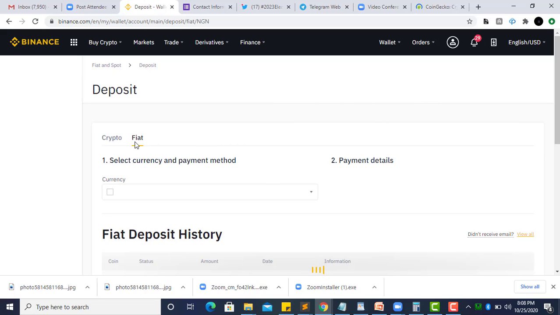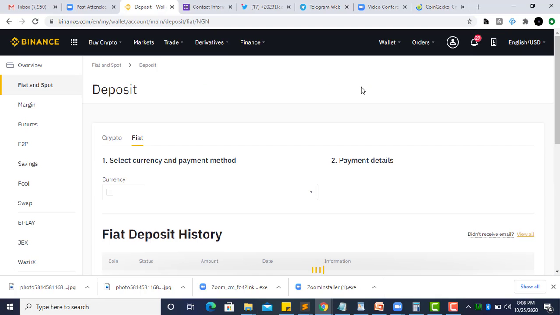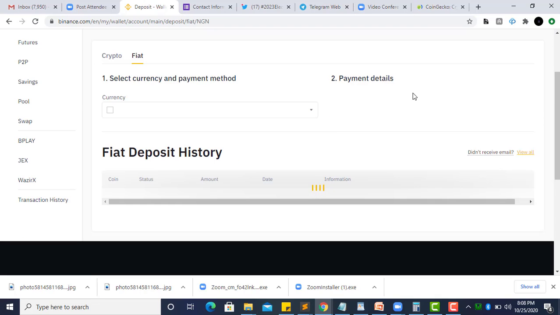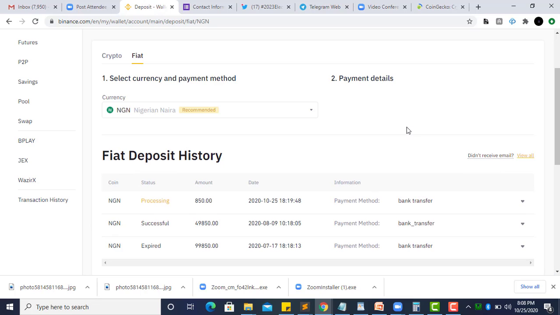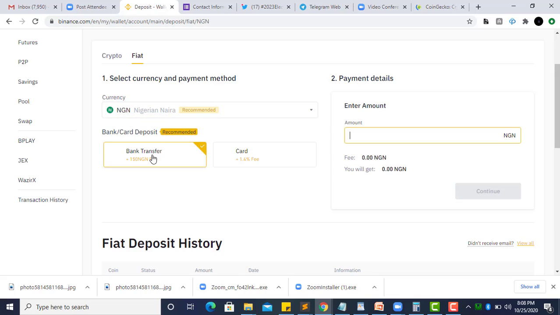So you see that I select fiat. That is fiat because I want to deposit my naira. So that is fiat currency. It's going to load the fiat currency that is available for me, which is what? Naira. Naira is the fiat currency that is here. Then I will select bank. Then I'll put the amount that I want to deposit.